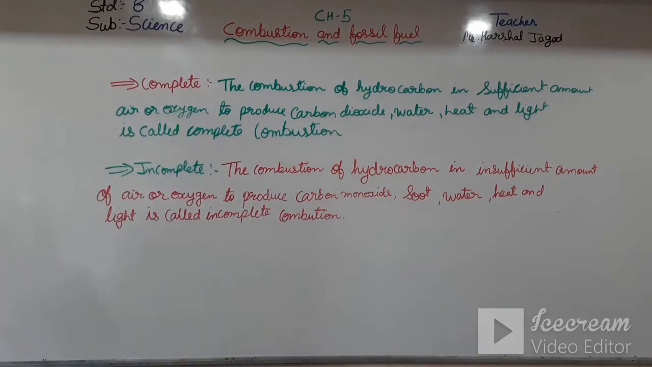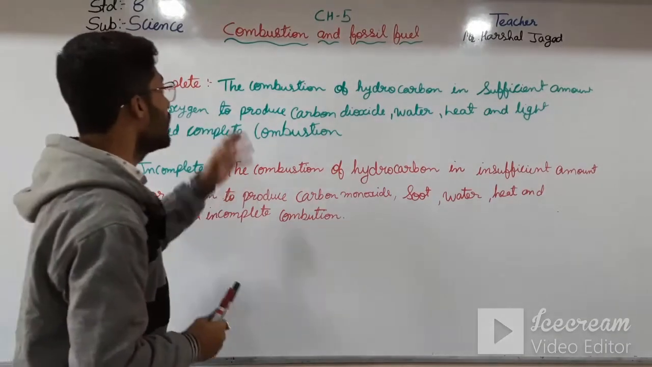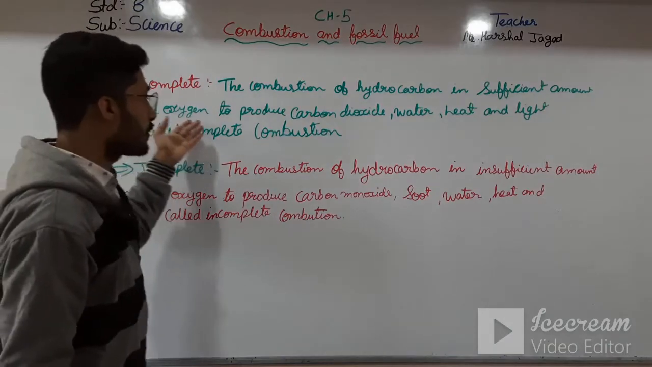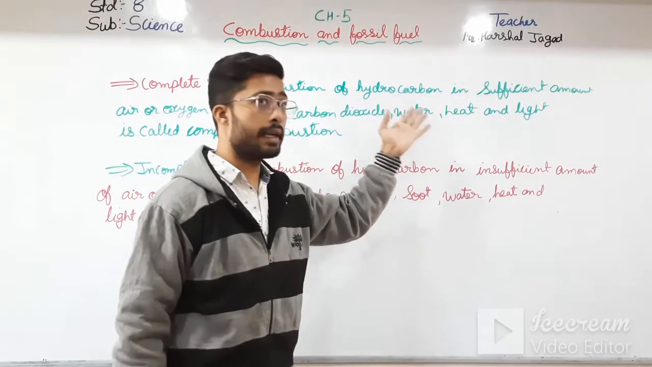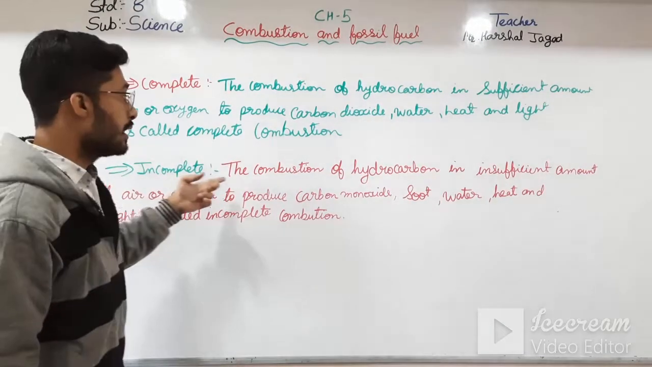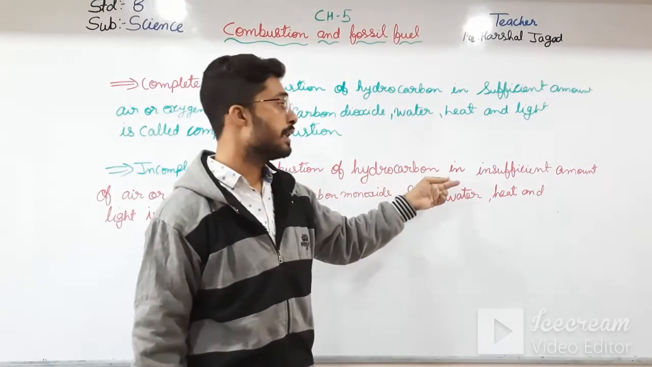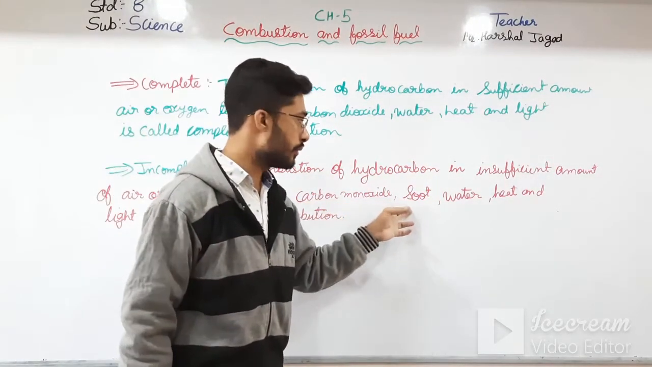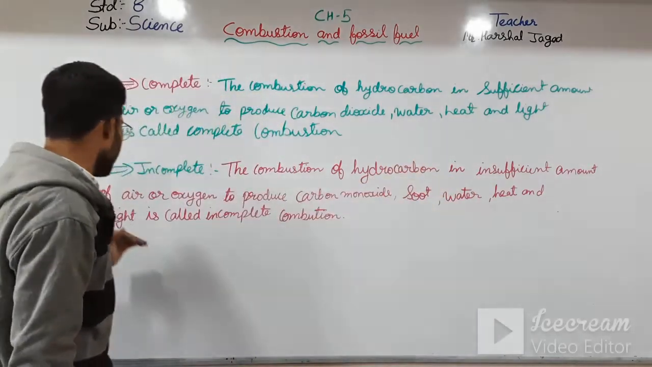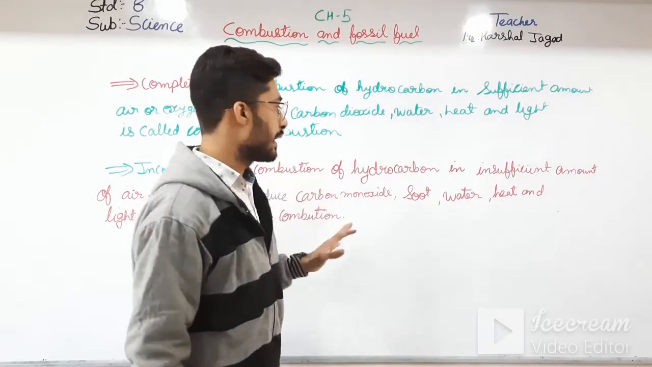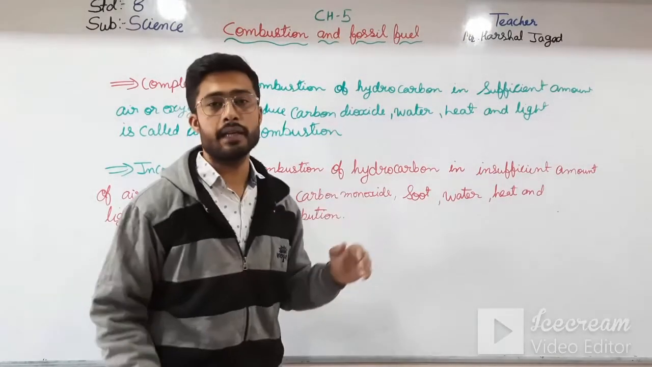Okay, so these are the complete and incomplete combustion. That is, the combustion of hydrocarbon in sufficient amount of air or oxygen to produce carbon dioxide, water, heat and light is called complete combustion. Then incomplete combustion, the combustion of hydrocarbon in insufficient amount of air or oxygen to produce carbon monoxide, soot, water, heat and light is called incomplete combustion. Okay students, that is incomplete combustion, that is complete combustion.